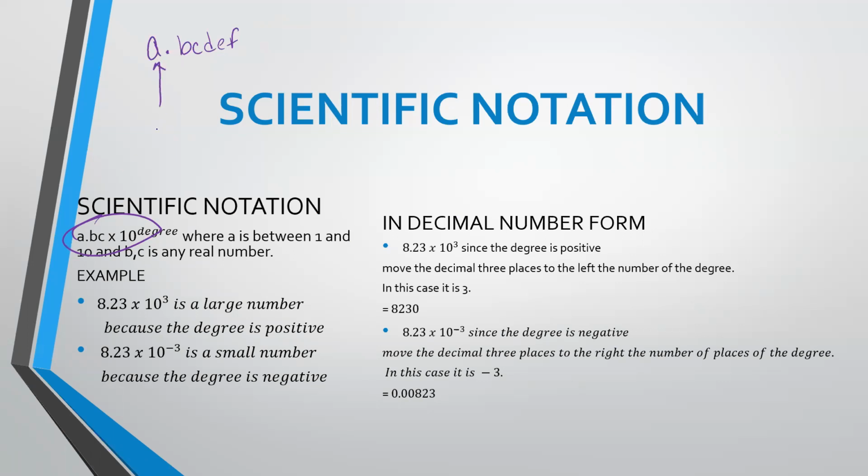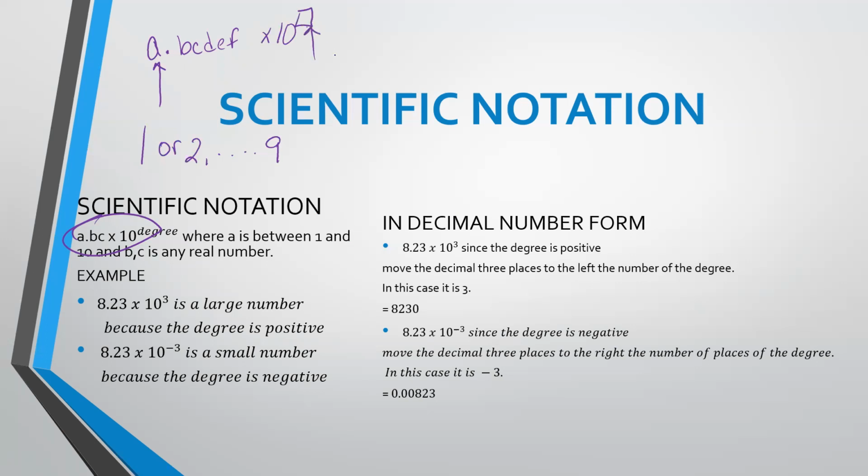So think about it. A here is in front of the decimal. So A can only be 1 or 2, all the way up to 9. It cannot be 10. It cannot be 0, but it can be 1 through 9. It could be any of those. And then all the digits behind it will be some number. You don't want to list the zeros. And then it's going to be times 10 raised to some power.